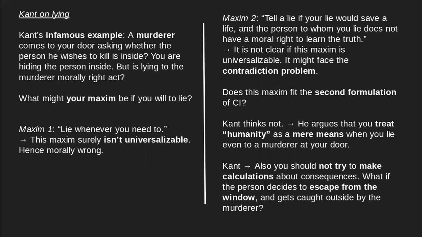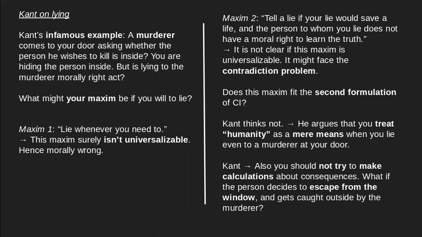But let's see if this maxim fits the second formulation of the categorical imperative. And Kant thinks it doesn't, because he argues that you treat humanity as a mere means when you lie, even to the murderer at your door. So when you are lying to the murderer, you might be saving a life. It might be prudential, self-interested, or even other-regarding behavior in that sense. But even to the murderer, when you lie, you're treating humanity as a mere means. You cannot say that you have done the right thing.